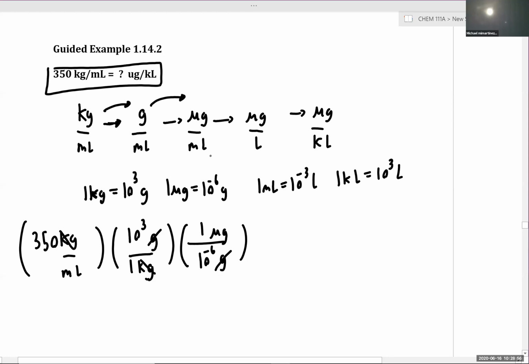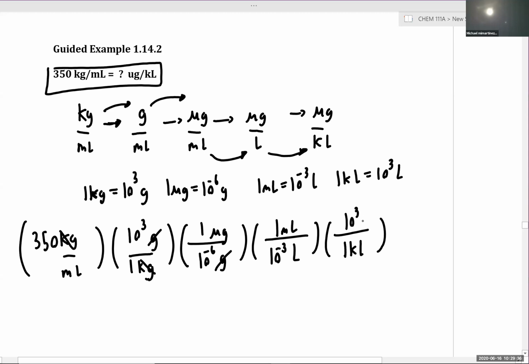Now, we're starting from milliliters on the bottom, and we're going to liters. So what unit needs to be on the bottom of our conversion factor? If we're going from milliliters to liters, liters needs to be on the bottom in this case because our milliliters are in the denominator. So we know 1 milliliter corresponds to 10 to the negative 3rd liter. We're just filling in the blanks here. And next, if we're going from 1 over liter to 1 over kiloliter, we know that 1 kiloliter corresponds to 10 to the 3rd liter.